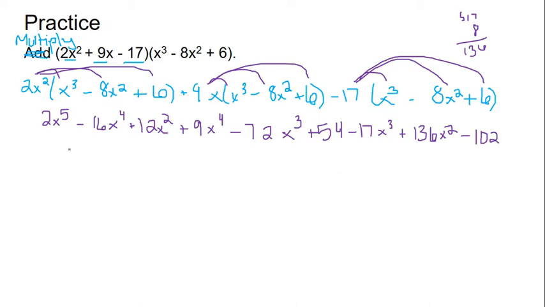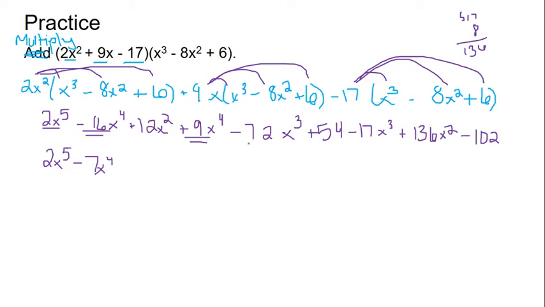So now we just need to combine our like terms. So 2x to the 5th, there's no other x to the 5th. 2x to the 5th. If you want to skip the last step of having to reorder, just make sure that you're doing the powers in order. So we did our 5th, which was our highest one. So now let's do our 4s. So we got negative 16x to the 4th, 9x to the 4th, gives us a negative 7x to the 4th.